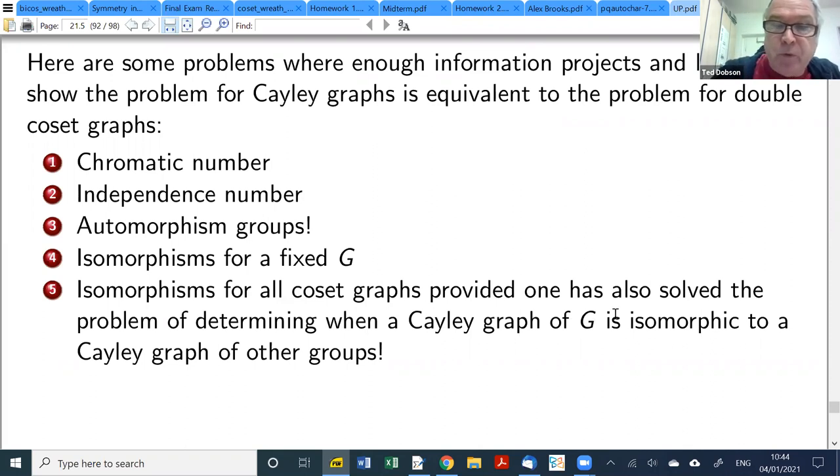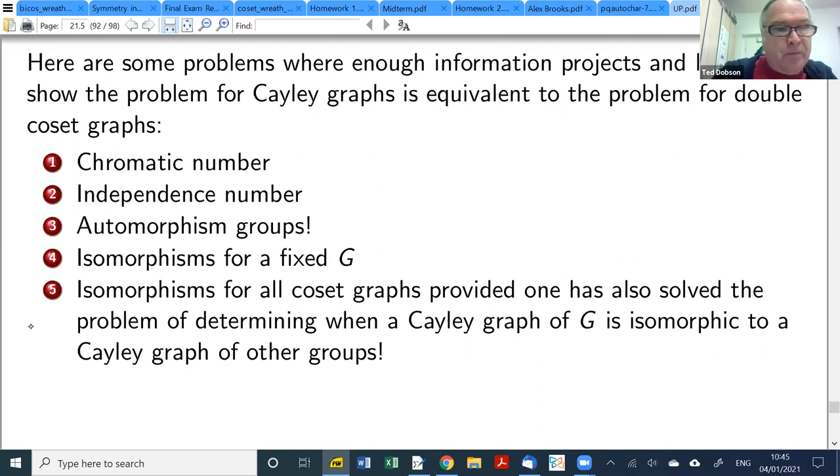For me, the reason I really like this is that I've done some work on this problem of determining when a Cayley graph is isomorphic to a Cayley graph of more than one group. Several people have, but there's a bit of a question as to whether or not this is an important question. And I think that this answers that question.